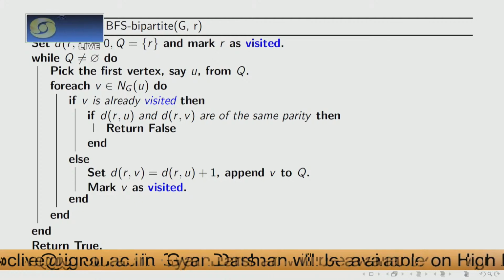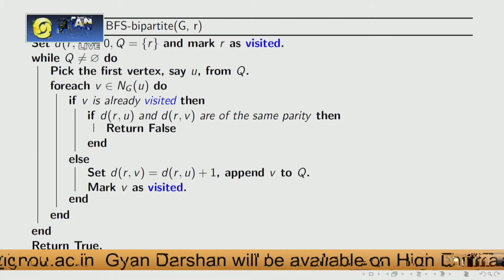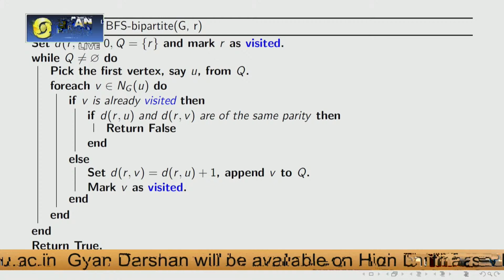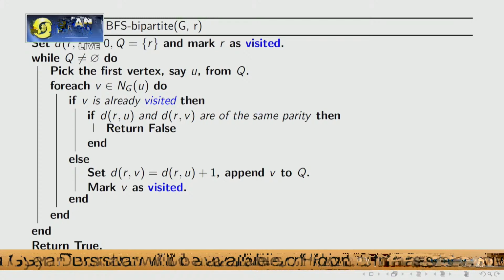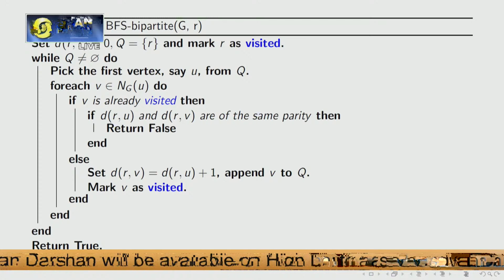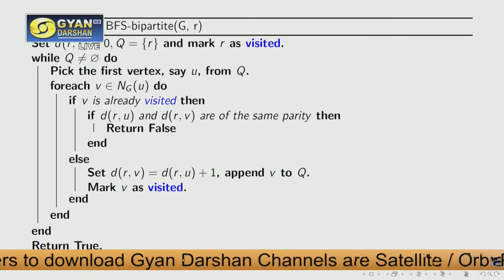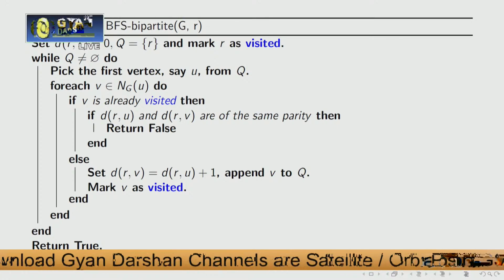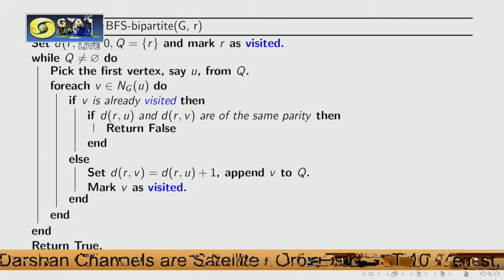So as soon as we find any pair UV of adjacent vertices whose distances from the root vertex are of the same parity, we just immediately return with the false statement, right? That means the graph is not bipartite. But now there is another statement in this also.